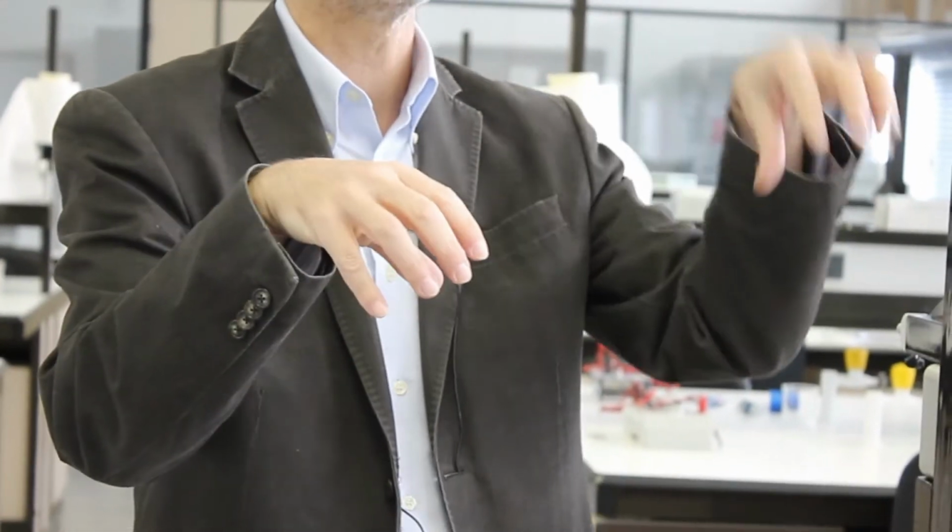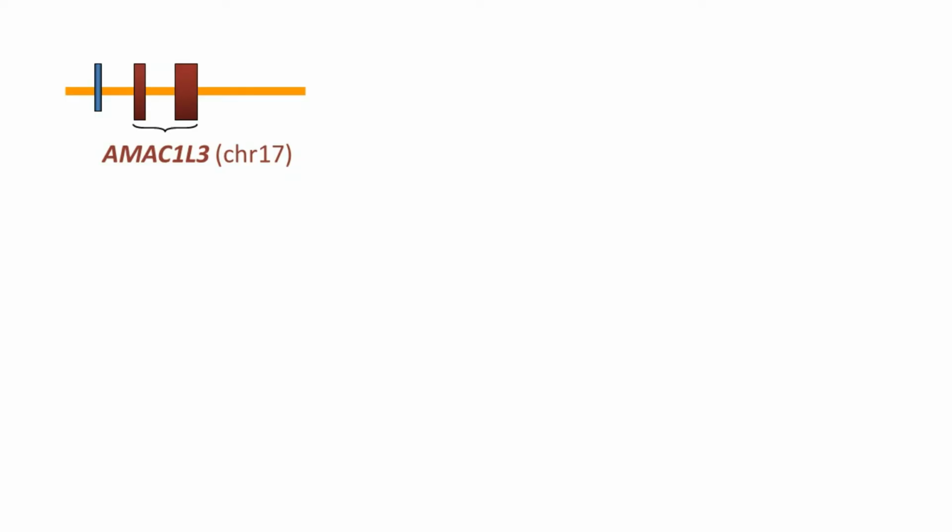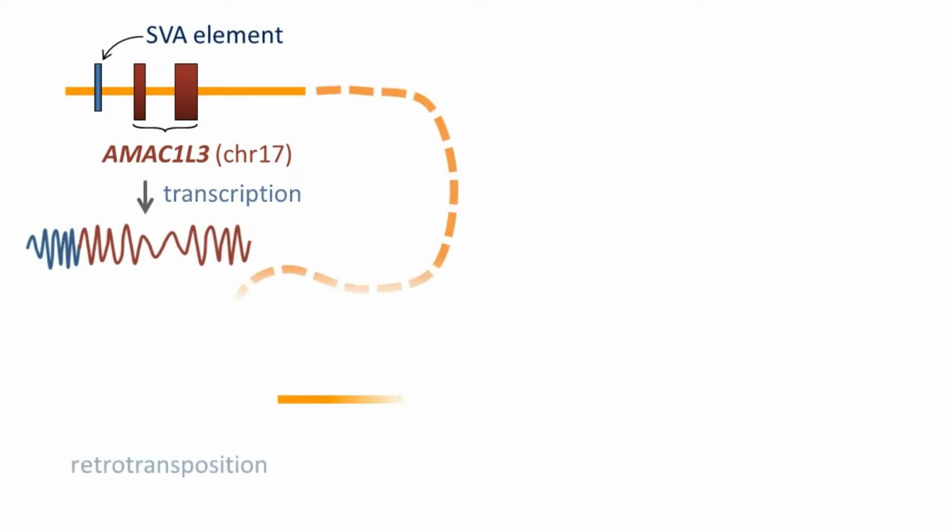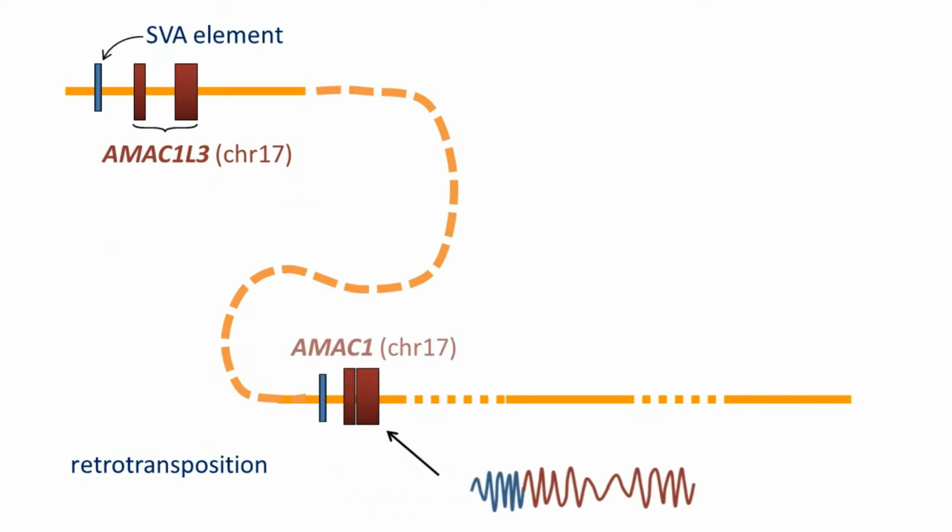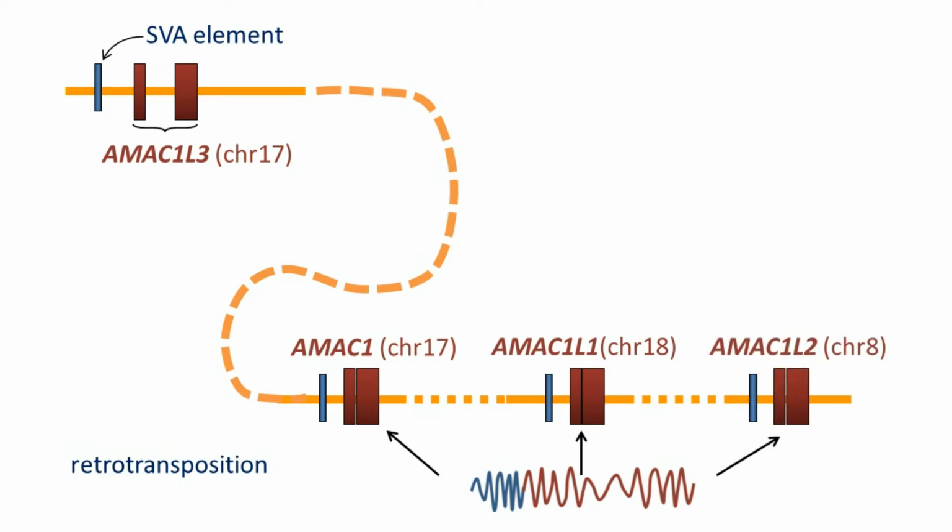The ancestral copy is the AMAC1L3 gene, which had 2 exons separated by an intron. When an SVA element got inserted upstream of this gene and the gene was expressed, the intron was spliced out and the resulting transcript was transposed to 3 other sites in the genome. And that is why the 3 transduced copies of AMAC1L3, which are known as AMAC1, AMAC1L1, and AMAC1L2, lack that intron. They have the remnant of a poly-A tail, and they are also flanked by target site duplications, which are formed during the insertion of a retrotransposon.